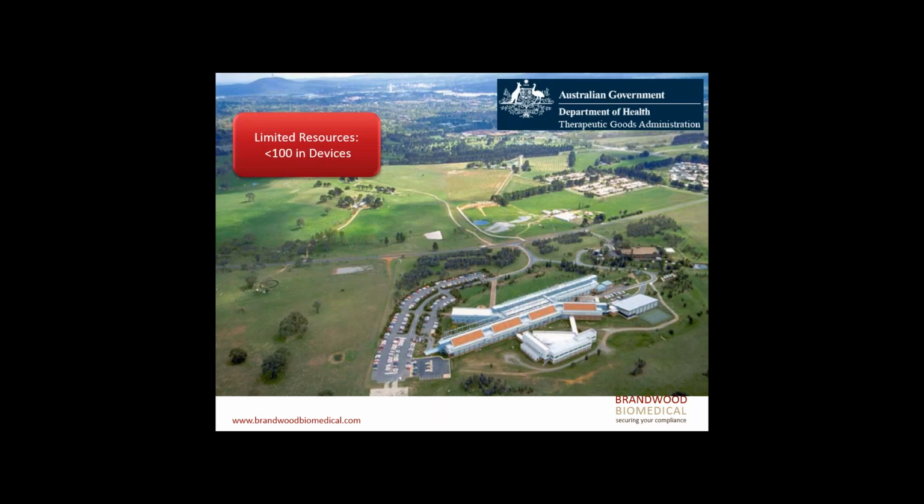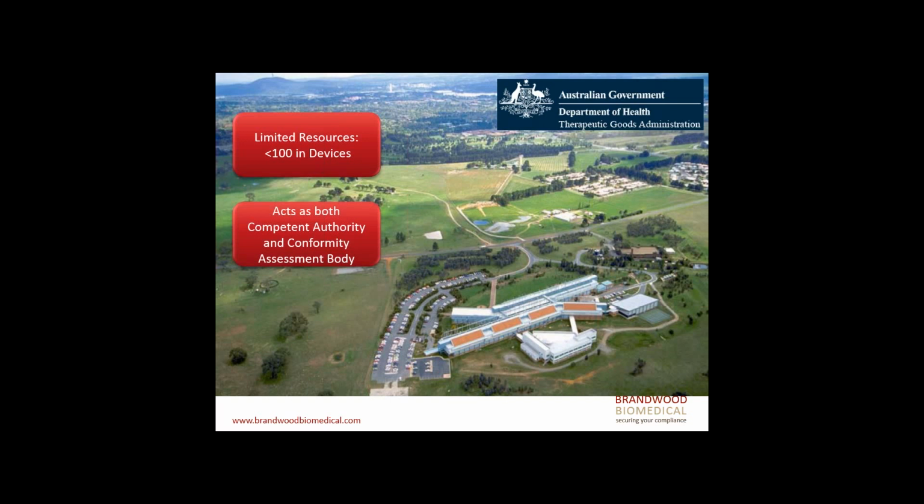A bit of information on the internal structure of TGA. TGA has just over 500 people working there, and less than 100 of those people work in the devices unit. We often have a lot of clients who ask for timelines for medical devices, and sometimes we can see a backlog of applications, and sometimes they're quick, so there are some peaks and troughs in the application timelines, and it's primarily related to the limited resources in the devices sector.